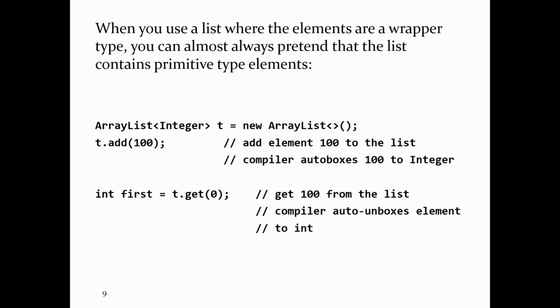It's a list of Integer, so it returns a reference to an Integer object. But I can take the value of that Integer object and store it in the variable first without any issues because of auto unboxing. So you don't actually have to worry here that you have an ArrayList of Integer instead of int. You just use it the way you want to, and it almost always works.